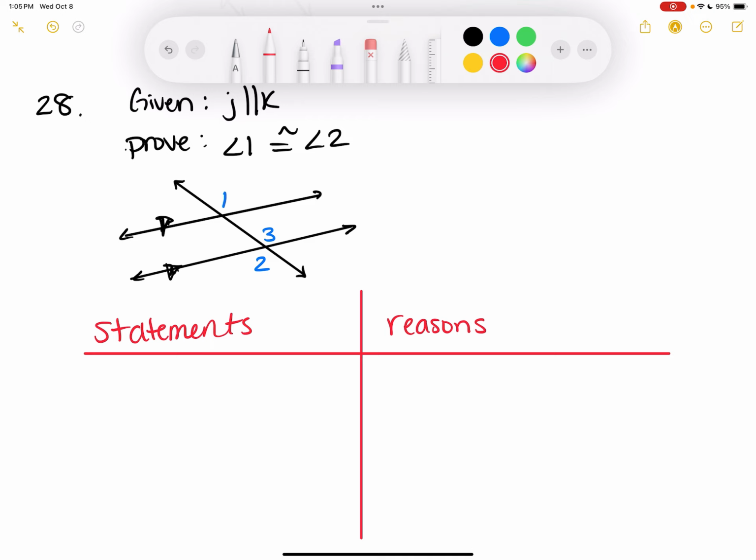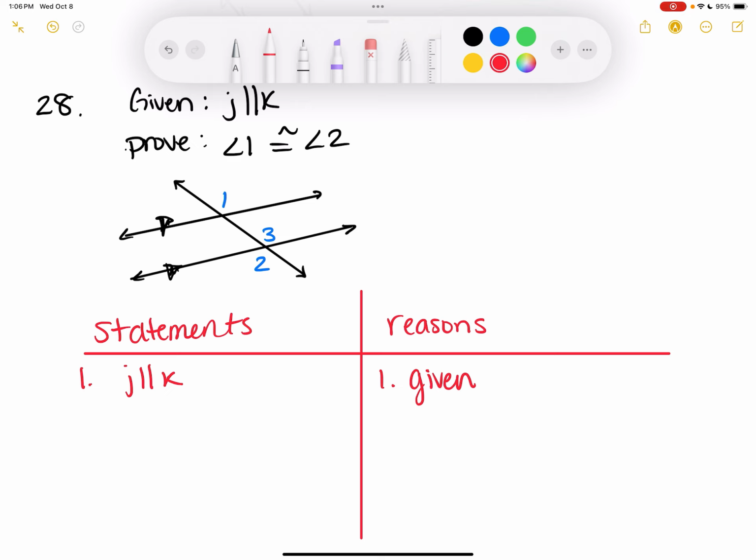All right, so what would be the very first thing that we should always start with? Given. So J is parallel to K, and that's the given. So I'm ultimately trying to prove that 1 is congruent to 2, because this is the alternate exterior angles theorem that I'm proving. So I can't just go straight and say, well, 1's congruent to 2 because of the alternate exterior angles theorem, because that's what I'm trying to prove, okay?